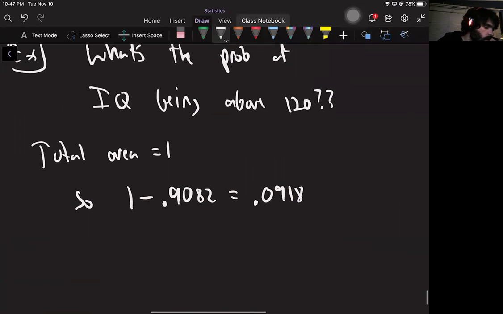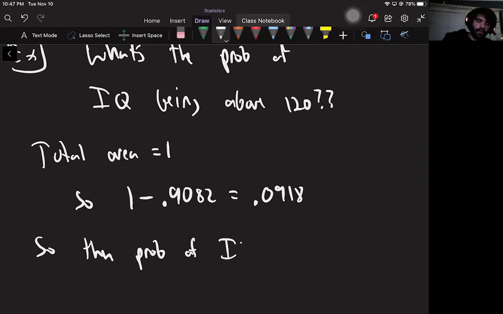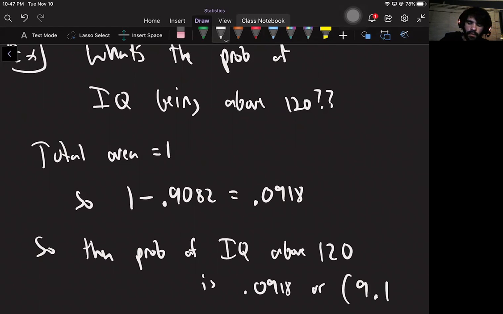So roughly like 9%. So then the probability of IQ above 120 is 0.0918 or 9.18%. Either way is fine.